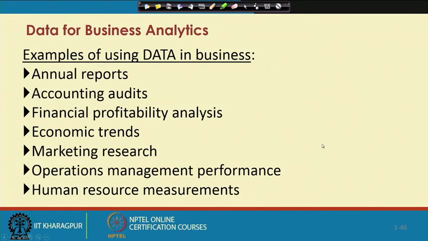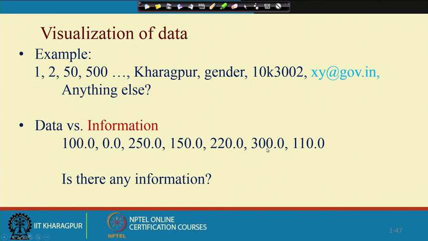Next, this is the concept called visualization of data. Your data can be recorded like this. Some of the examples are 1, 2, 50, 500, Kharagpur, genders, then the roll numbers, the emails. It is a kind of standard reporting format.